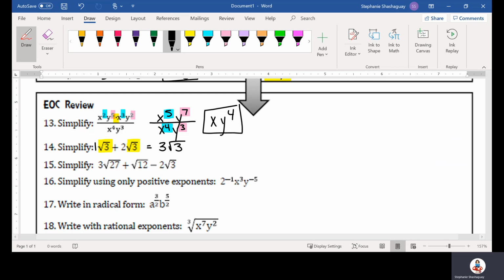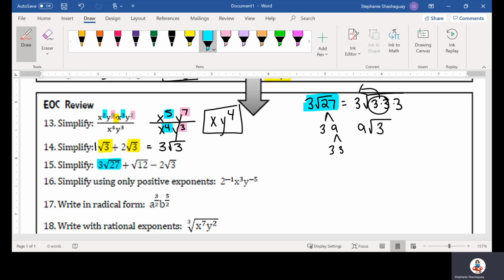Simplify 3 square root of 27 plus the square root of 12 minus 2 square root of 3. So what we're going to do first is simplify this 3 square root of 27. 27 can be factored into 3 and 9, and 9 can be factored into 3 times 3. So this is equivalent to having 3 times the square root of 3 times 3 times 3. So I can take out these two 3's and I'm left with 1 3 underneath the radical. So it's going to be 9 square root 3.